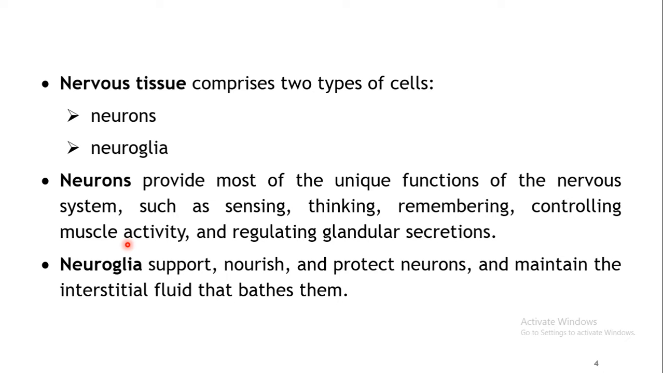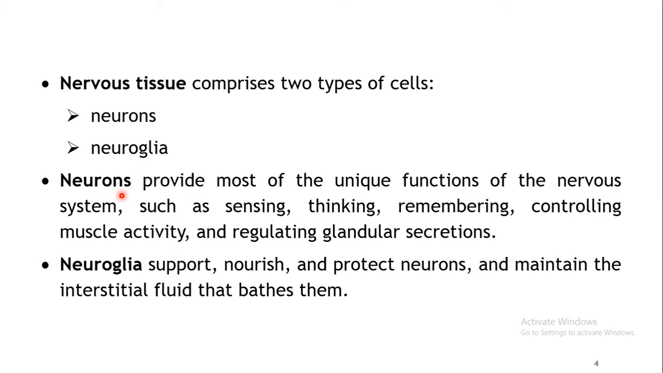Now coming to the composition of the nervous system. Basically, this nervous system is made up of nervous tissue, just like different organs are made up of different types of tissue. This nervous tissue has two types of cells, the neurons and the neuroglia. This is what we were talking about in the first slide. Now let us see what neurons and neuroglia are.